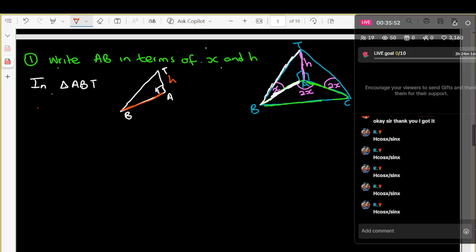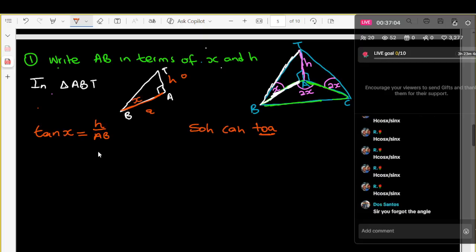Yes, thank you very much. Thus, I can see that I did fix the angle. So now I can see that they wanted us to write this in terms of X and H. So we have both X and H. Let us make AB the subject of the formula. I'm just going to work out this problem to make AB the subject of the formula.